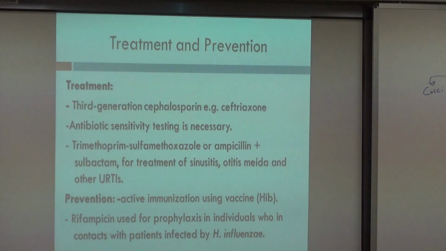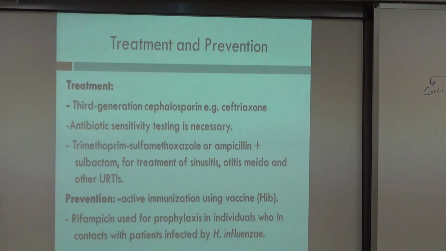How to treat the infection? By specific antibiotics. The ideal treatment should follow antibiotic susceptibility testing, but empirically we can treat the infection with ceftriaxone. But at the same time, sensitivity testing is very important. Also, we can treat with trimethoprim-sulfamethoxazole, called co-trimoxazole, or ampicillin plus sulbactam. Both synergize each other to treat sinusitis, otitis media, and urinary tract and upper respiratory tract infections.